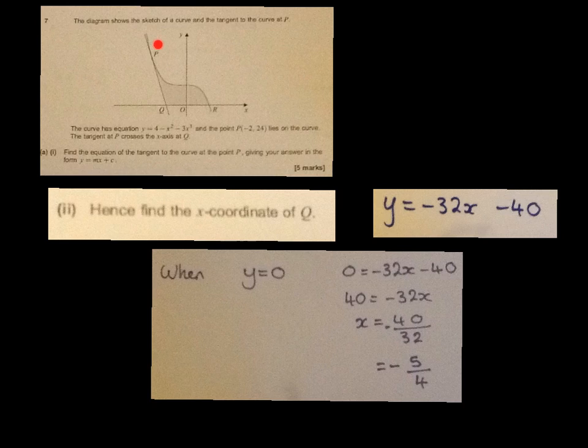We're also, look at where it is in relation to P. We know the x-coordinate of P is minus 2. So if we'd have got minus 10, alarm bells again. It wouldn't make sense. Okay, so always look at your answer, does it make sense?